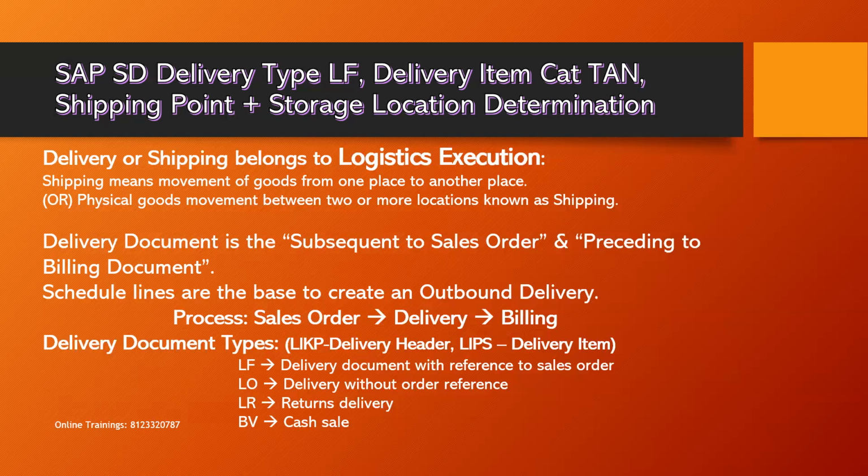system. Few delivery document types are LF, delivery document with reference to the sales order, LO, delivery without order reference, LR, returns delivery, and BV, cash sales. The delivery document header information can be seen using the table LIKP, and delivery document item information can be seen using the table LIPS.